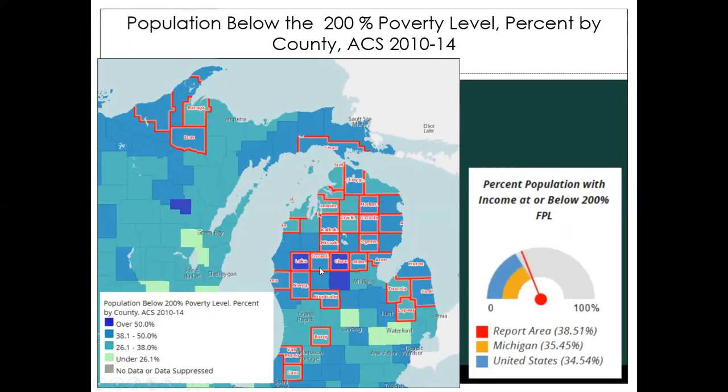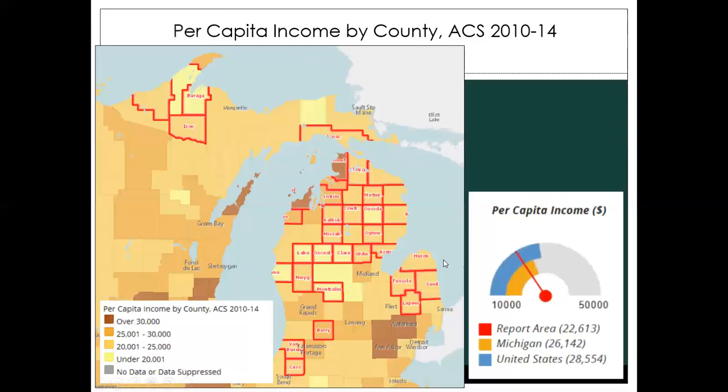Again, these mid-state counties here, more than half the people are below 200% the poverty level. So that's really unfortunate and makes things really challenging. Per capita income is lower than the state average, which is much lower than the national average. So again, we see this center of the state issue here. And there are some pockets here where that's a bit better, but definitely areas are struggling.